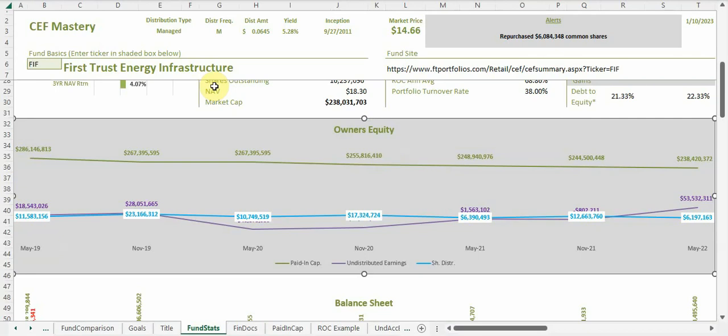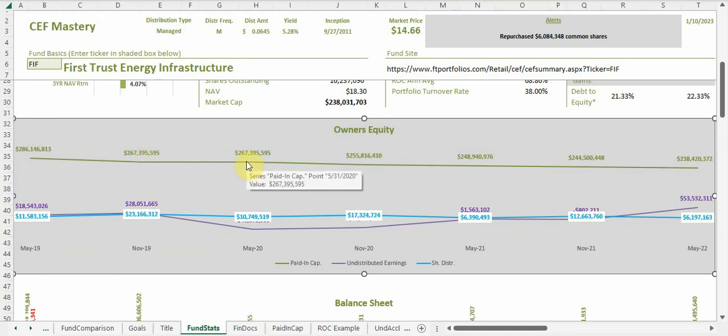Now knowing what we know about paid-in capital, let's go back to our highest ranking qualifying fund, FIF, and see what kind of story we can glean from their paid-in capital history. Currently, our data goes back to May of 2019, when they reported a total paid-in capital amount of $286,000 plus. 6 months later, at their next report in November 2019, they only had $267,000 plus in paid-in capital, which is a slight reduction from the previous 6 months. Now, what would have caused that number to reduce? It was either return of capital or the fund repurchasing their own shares.